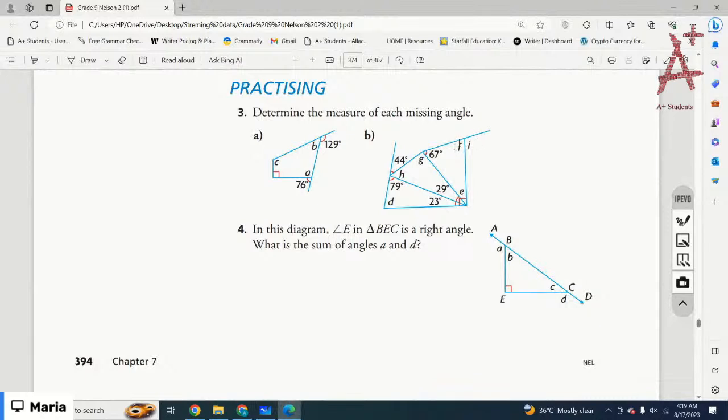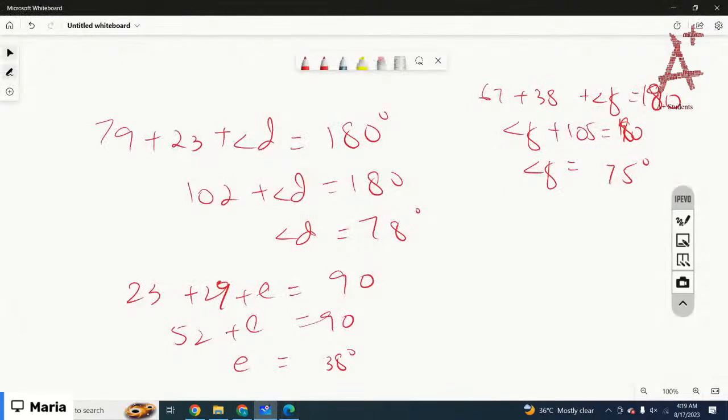Angle F is 75, F plus I makes 180, right? So 75 degrees plus angle I equals 180, right? So angle I is 180 minus 75, which equals 105 degrees.